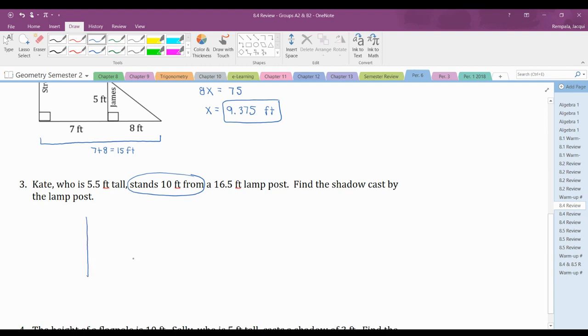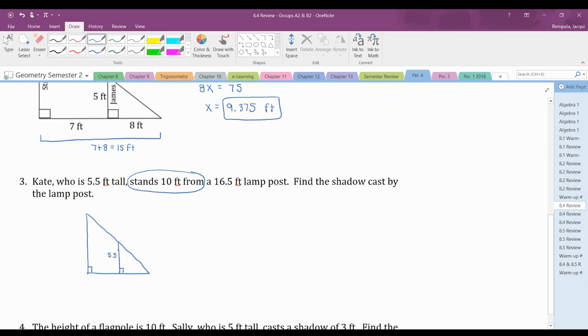But notice that I actually want my diagram to look very similar to the problem that we just did above. I want a triangle inside of another one. So I'm going to let Kate be represented as the small triangle. Kate is 5.5 feet tall, so I want the 5.5 to be the vertical side of that small triangle. She's standing 10 feet from a 16.5-foot lamppost. Well, the lamppost is going to be the height of the big triangle. So right here, that vertical side is 16.5. And we know that the distance between these two objects is 10 feet. So 10 is going to be this.